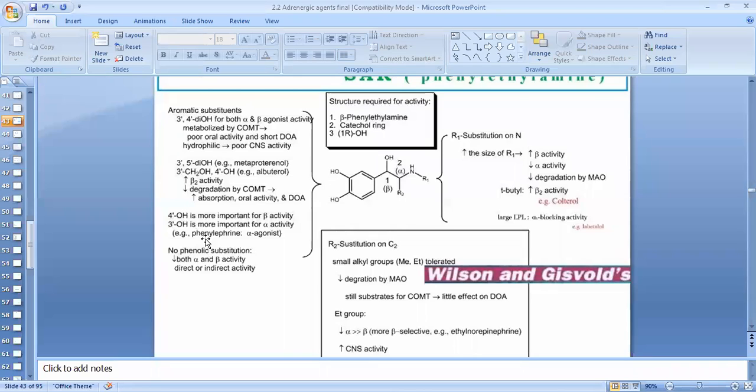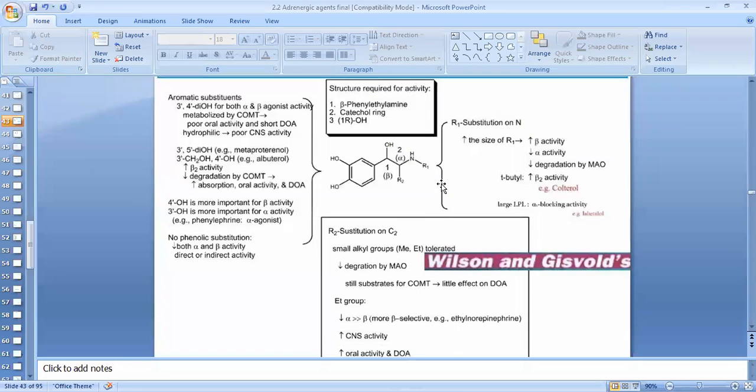And the name of the drug is phenylephrine, that is an alpha agonist, because this one has the hydroxyl group at the 3rd position. No phenolic substitutions: if there are no substitutions on this phenolic ring, it will decrease both alpha and beta. If neither hydroxyl group is present and only the phenyl ring is taken, they are going to decrease both alpha and beta agonist activity, direct or indirect activity. What is the meaning of direct and indirect, we are going to see in the next slide.